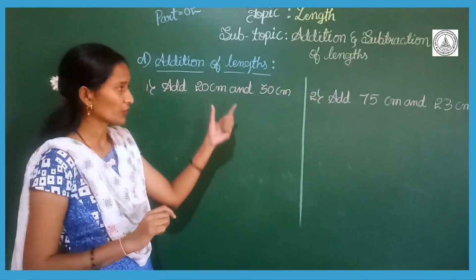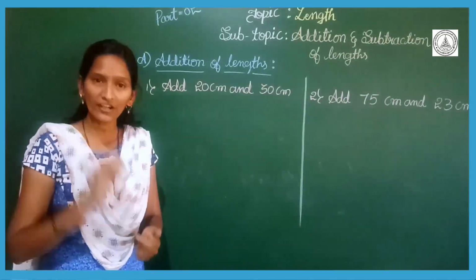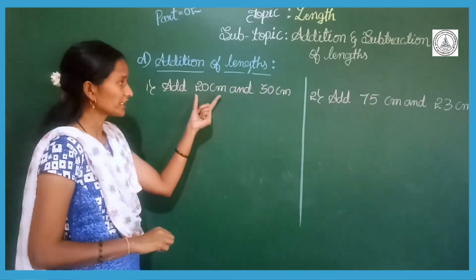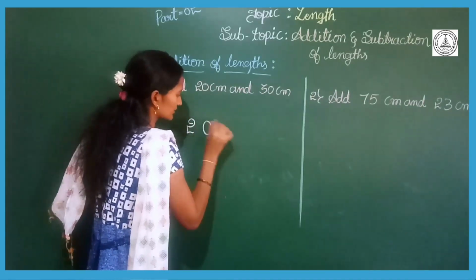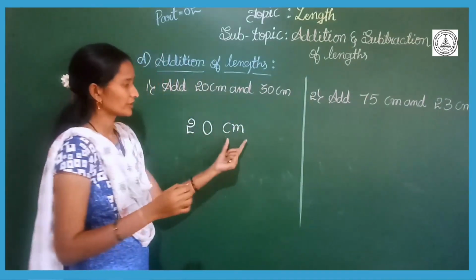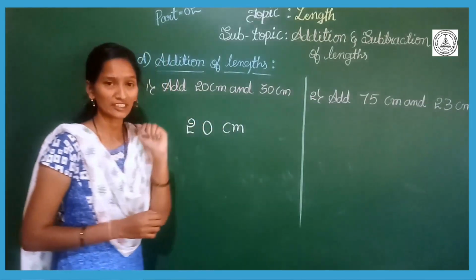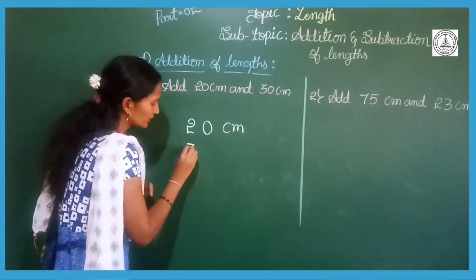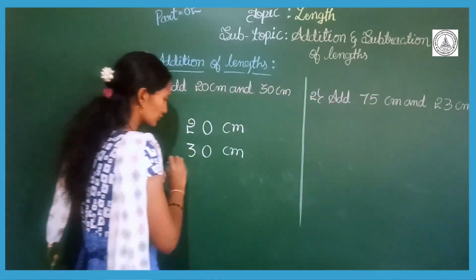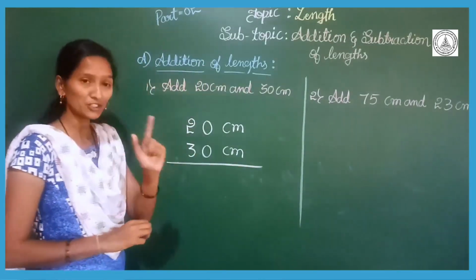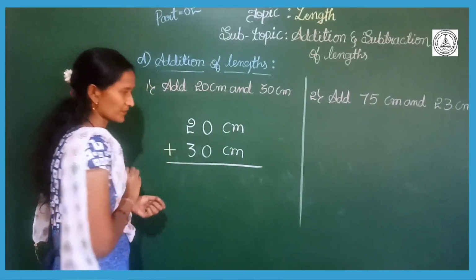So first I will show how to add these numbers. Students, the first step is to write down the given numbers in order. Which is the first number? It is 20 centimeter, right? So write down here 20 centimeter like this. At the end, write cm. This is centimeter. Next, which is the second number? That is 30 centimeter. So below this number, write down 30 centimeter. After that, draw a line. Next we are doing the addition operation, so you have to keep the symbol of addition, that is plus.